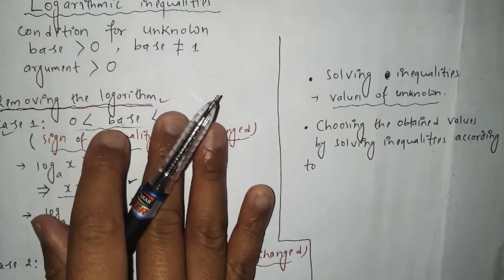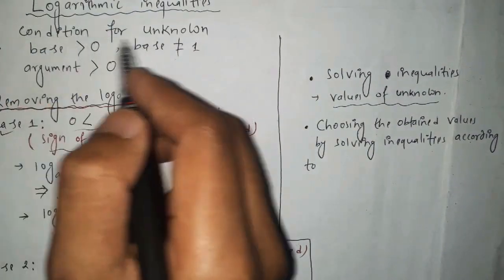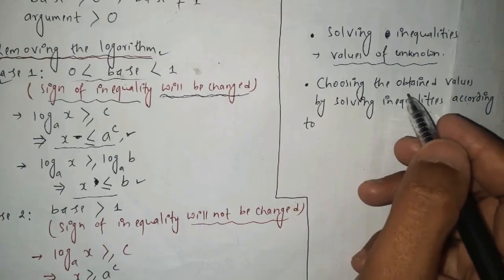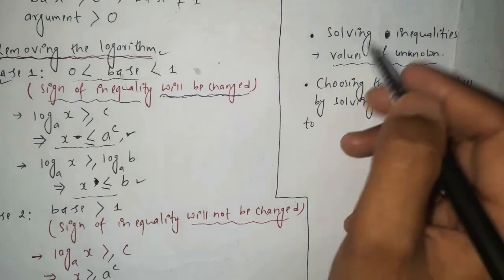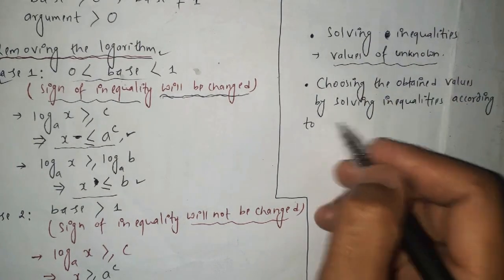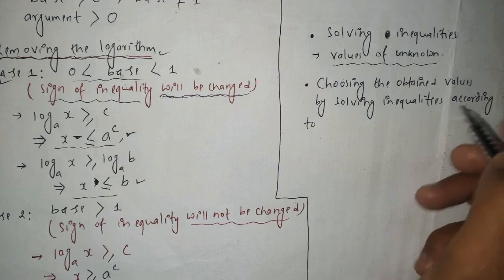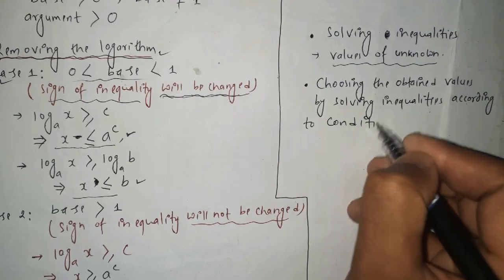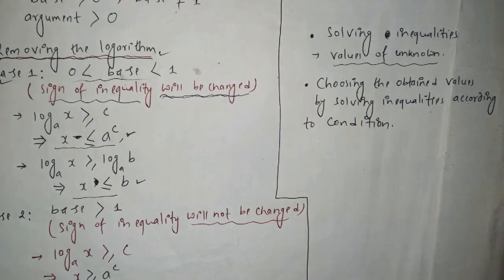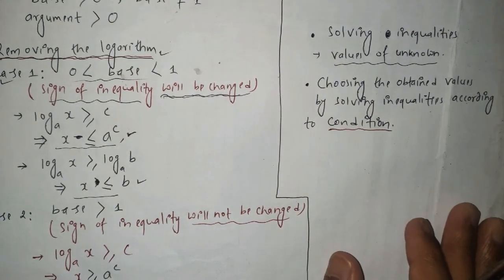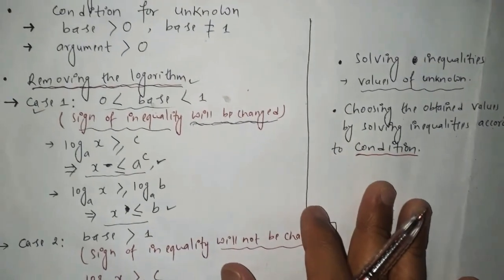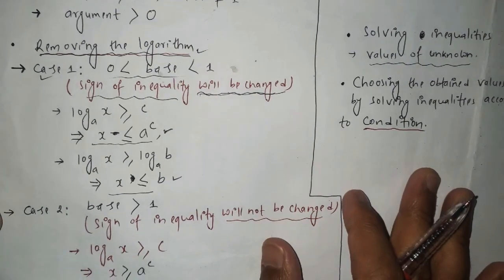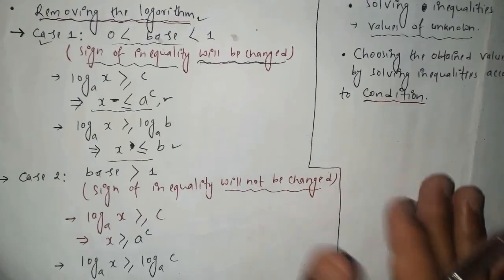Here in the first step we will calculate the conditions for the unknown. Then at the last step we have to choose the possible values obtained by solving the inequality, and the choosing process is with respect to the conditions. These are the 4 steps for solving logarithmic inequalities. Please remember these steps.